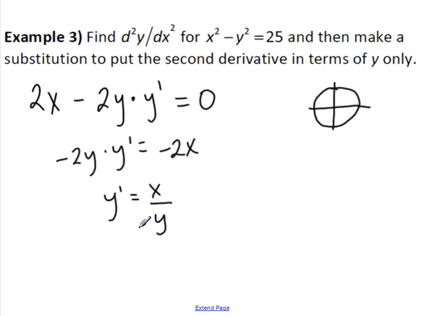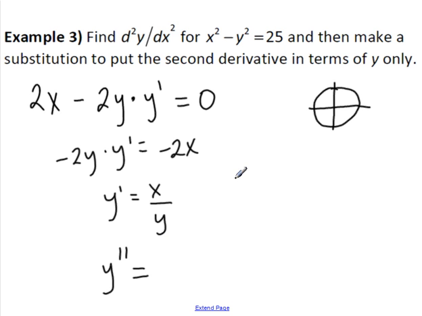So again, the second derivative we're taking with respect to x. So we're just going to start right off where we're at. The derivative of y prime is y double prime, the second derivative. And now we have a quotient. So we're going to apply the quotient rule.